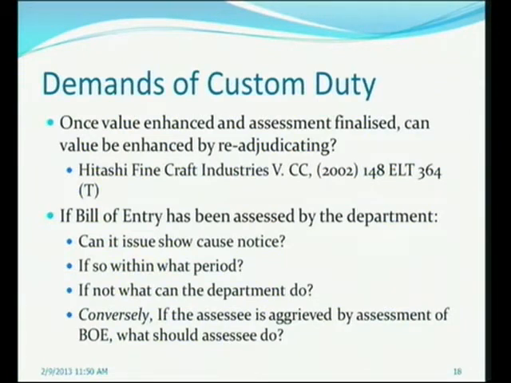This normal period of 1 year is there. Wherever self-assessment has been made, self-assessment only. Remission also, self-assessment.